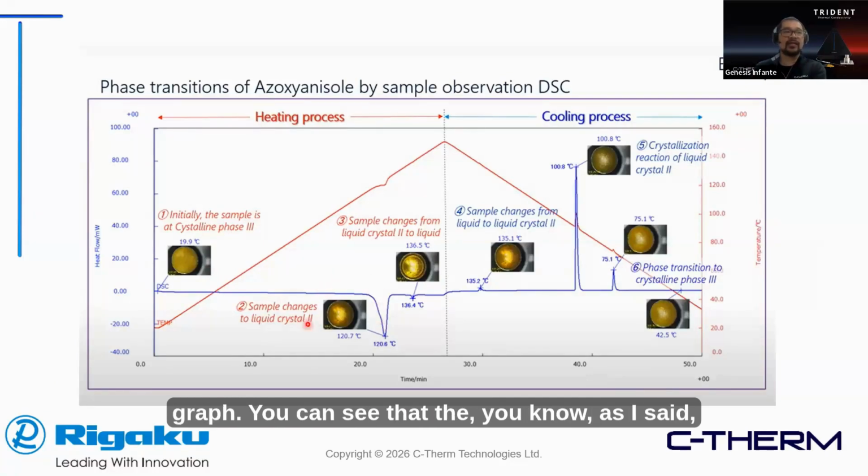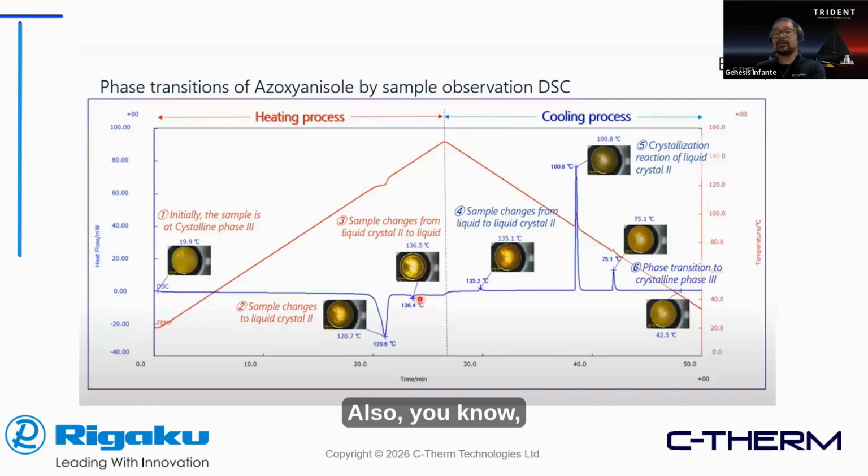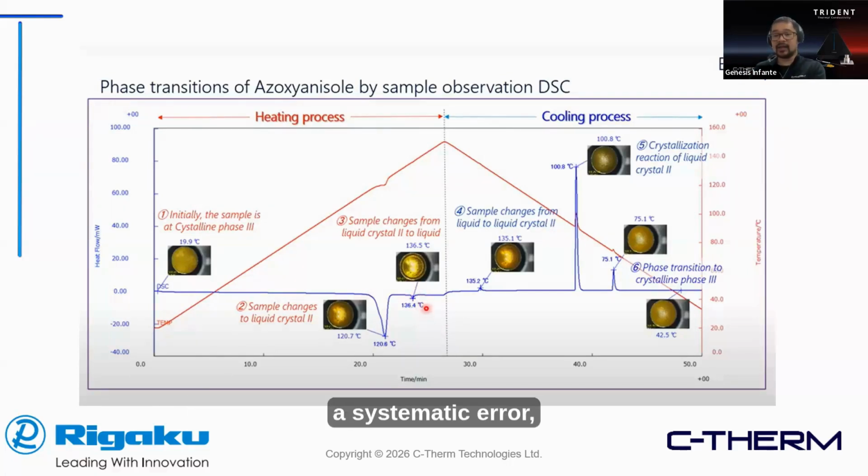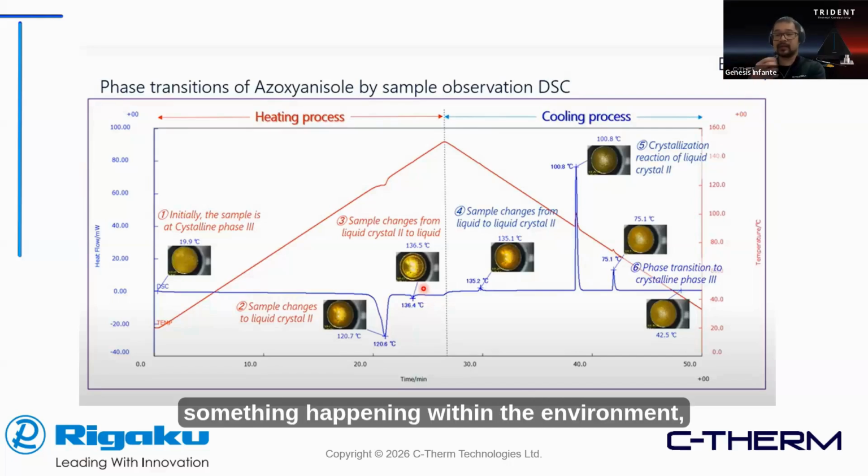You can see that, as I said, it changes from solid to this liquid crystal form, and then from liquid crystal into liquid. Also, sometimes it's hard to conclude what that little tiny peak is. In this case, an example right here, is that whether that is a systematic error, maybe a blip from something happening within the environment itself, or it's actually directly associated with a sample.